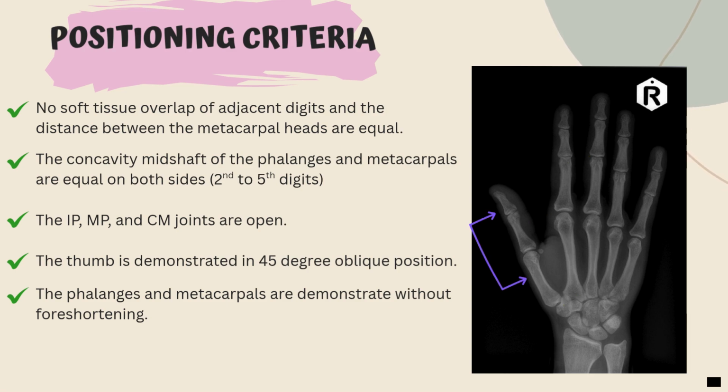For the thumb, it should be visualized in a 45-degree oblique position, which is the standard for proper evaluation in a PA hand image. And the phalanges and metacarpals should be demonstrated without foreshortening. If they appear foreshortened, it suggests that the hand was flexed or not fully in contact with the receptor. Meeting all these criteria ensures a diagnostic quality image that allows accurate assessment of bony anatomy and joint spaces.